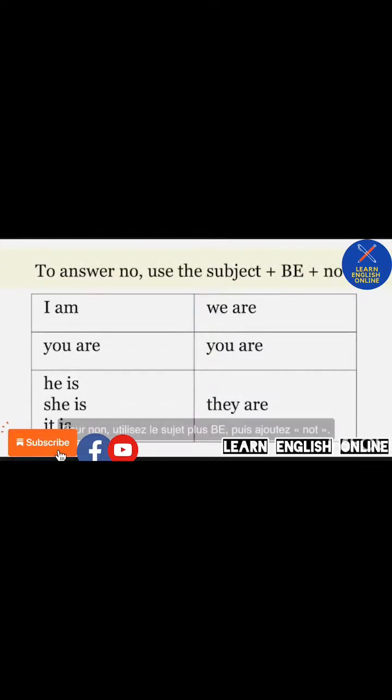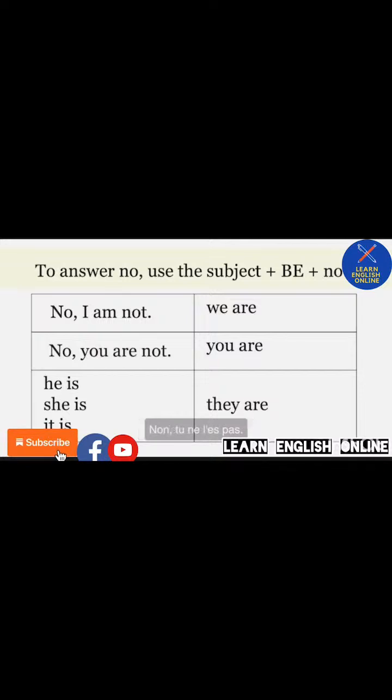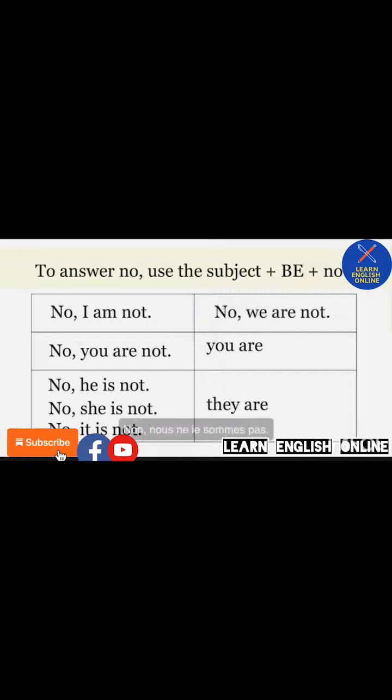To answer no, use the subject plus be and then add not. So here's the chart again. We add no to the front, a comma, and then not at the end. No, I am not. No, you are not. No, he is not. No, she is not. No, it is not. No, we are not. No, you are not. And no, they are not.